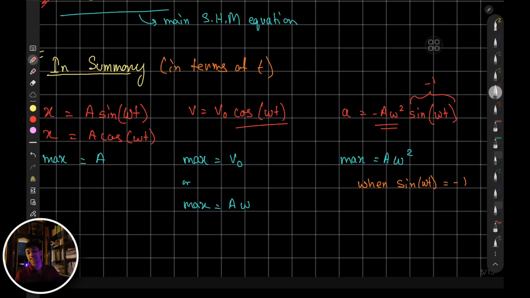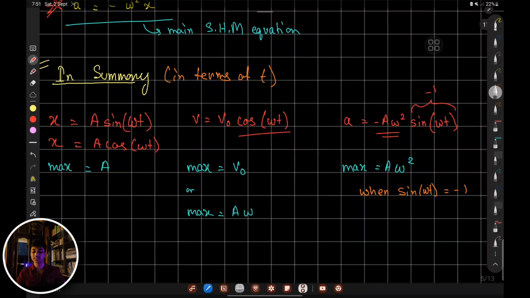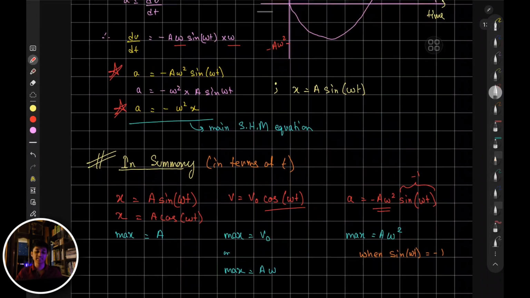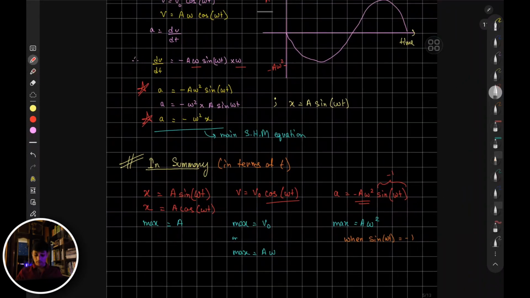So if the question says that given amplitude A is 3, and angular frequency is 2 pi, what is the maximum acceleration possible? You can easily say 3 times 2 pi, 6 pi is the maximum acceleration possible. That's it. That is how this entire equation comes by.